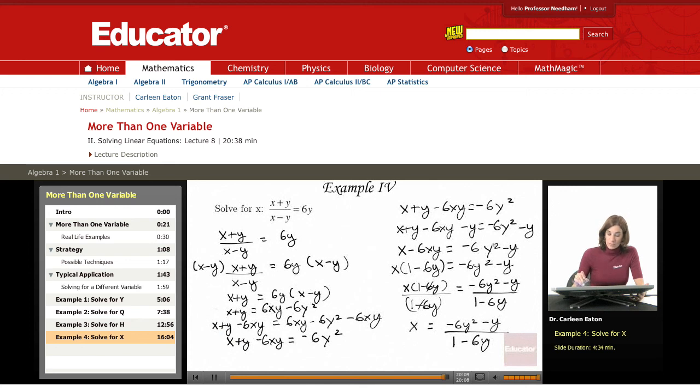At that point, I got about as far as I could get without using factoring. So then I factored the x out of this expression, which allowed me to divide both sides by 1 minus 6y. That canceled those two terms out and isolated the x on the left and gave me my final answer. So today we were working with some equations containing two variables.